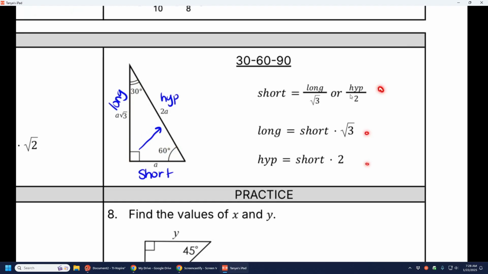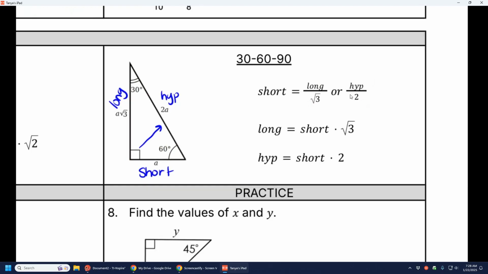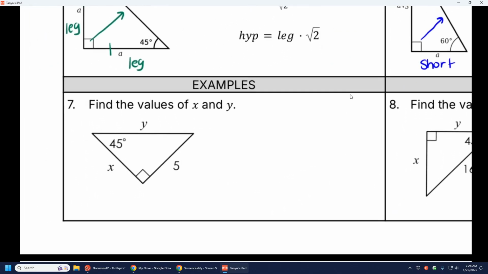This one has three different formulas that we can think of. If you want your short side, you can do the long side divided by square root of 3 or hypotenuse divided by 2. You don't have to do both, it's one or the other. But once you have the short side, it's a lot easier to find the other two sides by multiplying by one of these numbers. Okay, so we're going to do the odd ones again in this section.